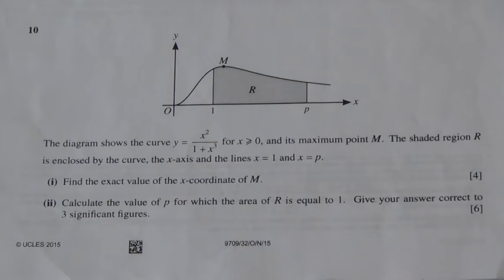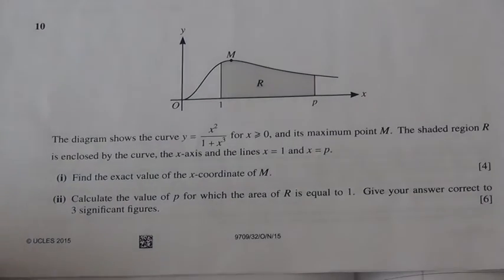First part, find the exact value of the x coordinate of M. For the second part, calculate the value of p for which the area of R is equal to 1. Give your answer correct to 3 significant figures. 6 marks for the second part and 4 marks for the first part, 10 marks. Beautiful question. Alright, so let's do it.